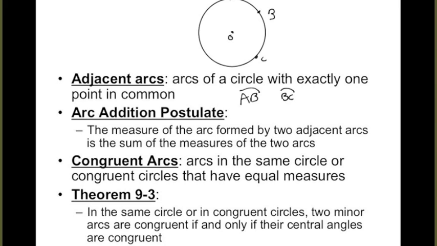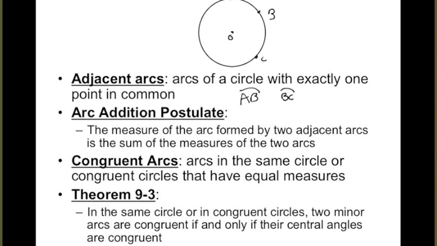Our arc addition postulate says that if you have two arcs that are right next to each other like that, you can add them up and find out how big the bigger arc would be, the arc from A to C in this example. Just like earlier this year, we had our segment addition postulate that we could add up two segments right next to each other, or our angle addition postulate that we could add up two angles right next to each other. We can also add up two arcs right next to each other. So if we knew how big AB was and we knew how big BC is, then we could add them up and know how big AC is.